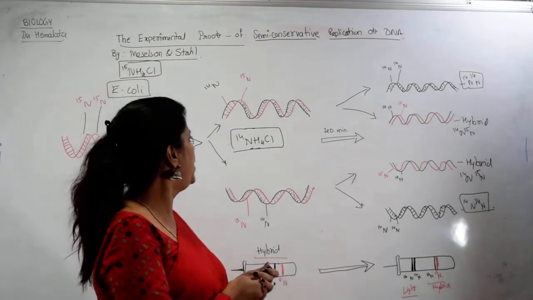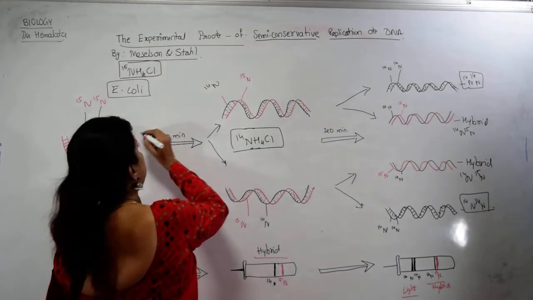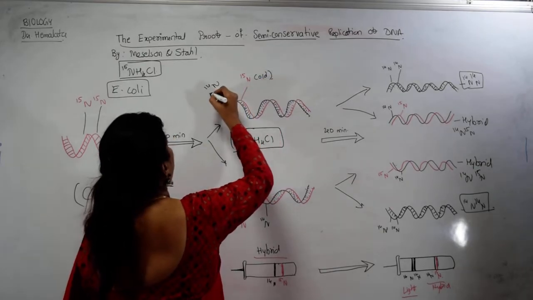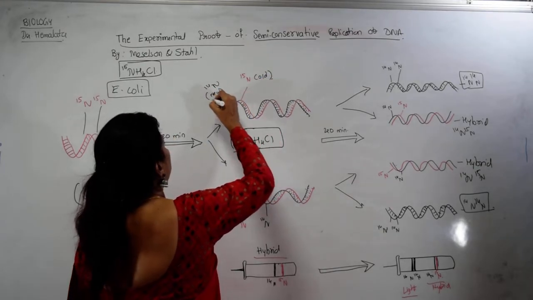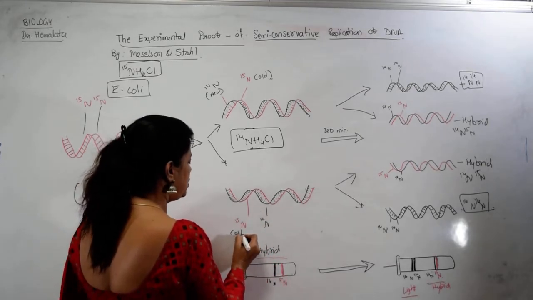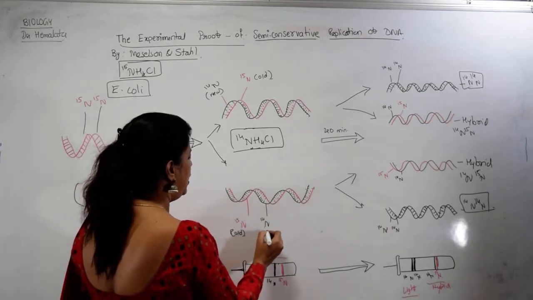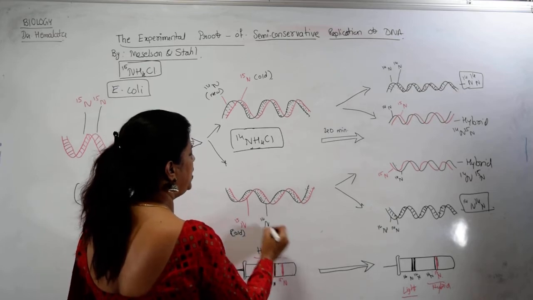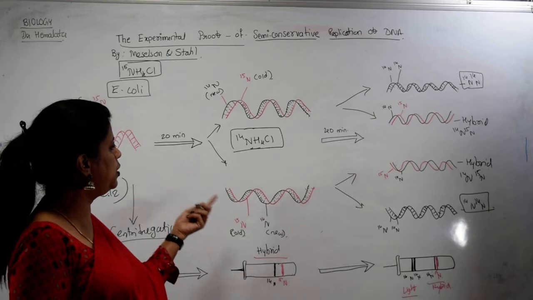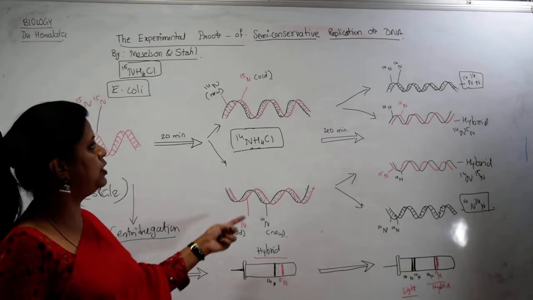Right? So if you take this, it is the old strand here. This is the old N15 strand. N14 is a new strand here, because it is newly formed. Same thing here, N15 is an old strand, the template strand, and N14 is a new complementary strand. This shows clearly the semi-conservative method. You can identify it clearly because there is hybridization of nitrogen bases.